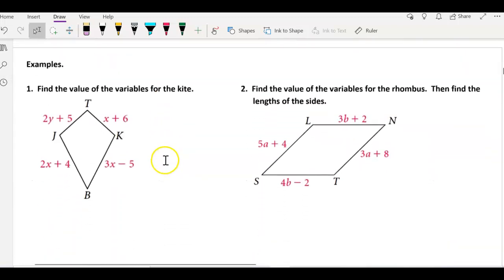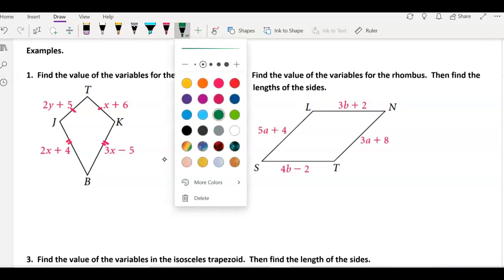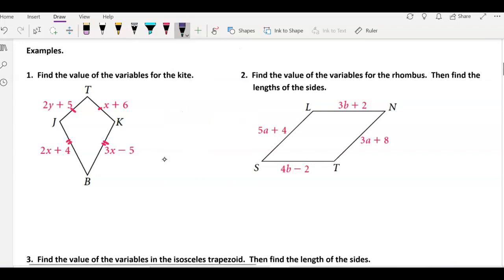All right, so how do we put this all into play? So number one, find the values of the variables for the kite. For this kite, remember, you have two pairs of non-adjacent sides congruent. Normally, we don't assume by the diagram, but in this case, we can. And when I look, we know JT is congruent to TK.